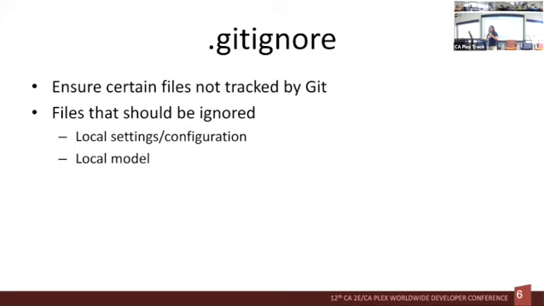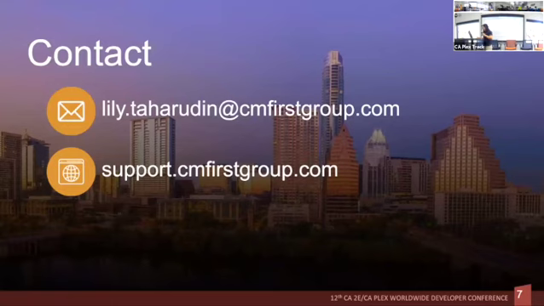Anything that is very specific to your local machine, you don't want to check that in your Git. So you can create a .gitignore in the Git folder, so that it will never check those files in the repository. All right, so let's go through the demonstration now.